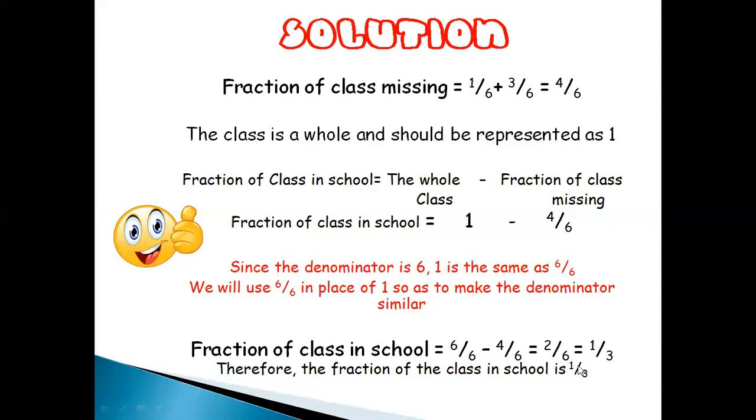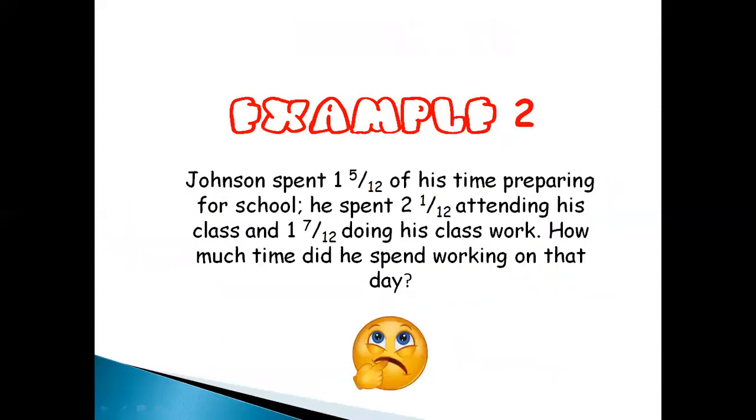You get that? Good. So let's look at example 2. John spent 1 whole number 5 over 12 of his time preparing for school. He spent 2 whole number 1 over 12 attending his class and 1 whole number 7 over 12 doing his class work. How much time did he spend working on that day?